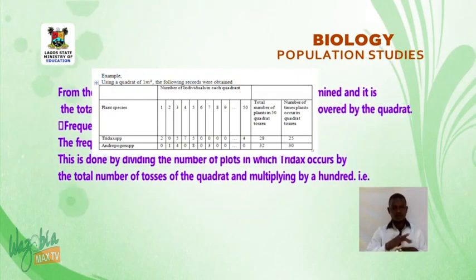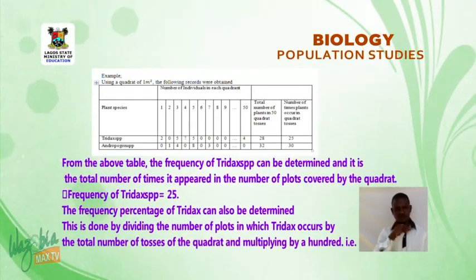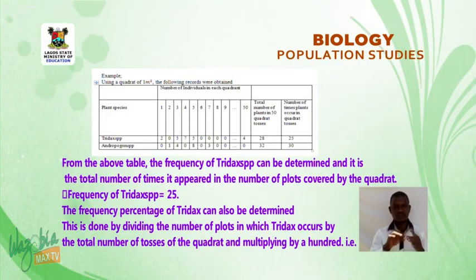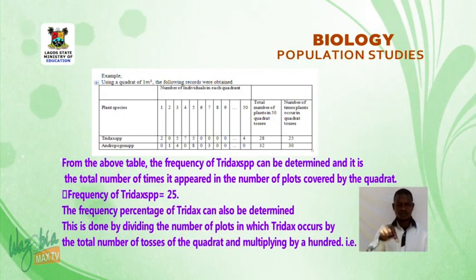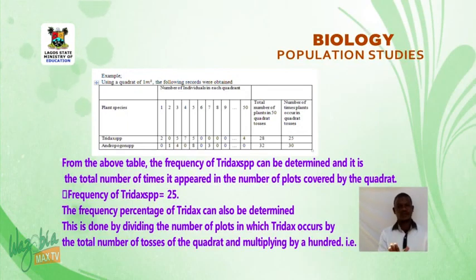From the above table, the frequency of Tridax species can be determined, and it is the total number of times it appeared in the number of plots covered by the quadrat. Therefore, frequency of Tridax equals 25.